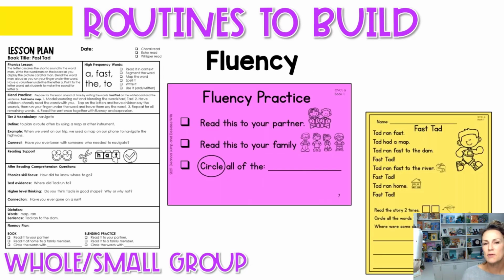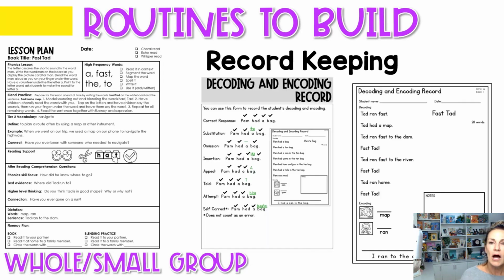And then we can ask them to go in and circle something. So maybe circle all of the short A's, maybe circle a sight word. And then we're going to ask them to practice with their partner and then read it to somebody in their family. To keep track of it, we have essentially a running record. So you're going to keep track of what they say and any mistakes that they have, and that's going to really inform your teaching.